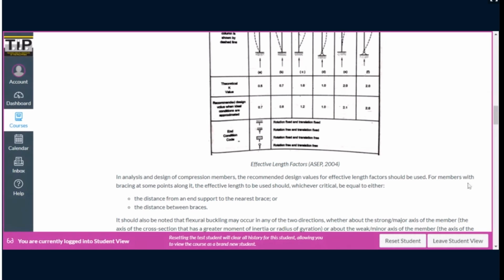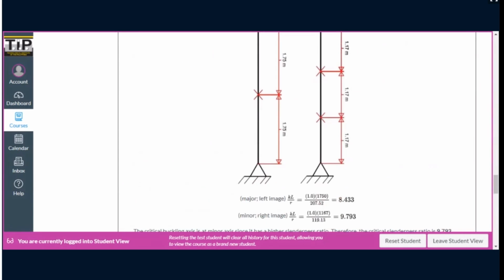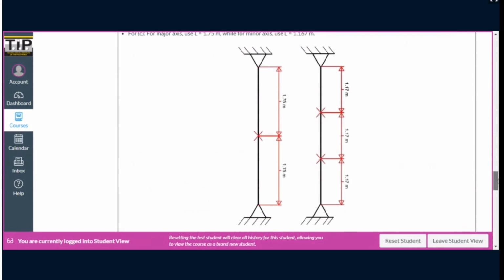Okay? For members with bracing at some points along it, the effective length to be used, whichever is critical, should be equal to either the distance from an end support to the nearest brace, or the distance between braces. So I will show this a bit later, no? Kung what if there is bracing. Just some note, no. When we say bracing, you actually prevent the deflection at that point. Bine-brace mo siya from deflection.